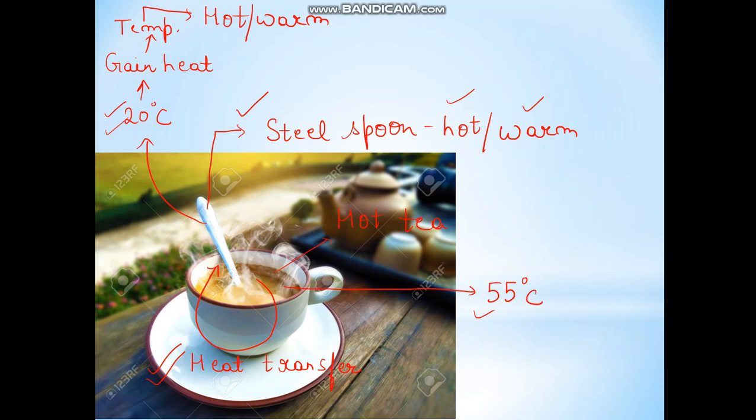See children, in this case you can see that the object to which the heat is transferred, that is the steel spoon, is solid in nature, isn't it? It is solid in state, okay? So children, this mode of transfer of heat in which solid substances are involved, in which the heat is transferred from the hotter object to the cooler object through direct contact, is called conduction, okay? It is called conduction.